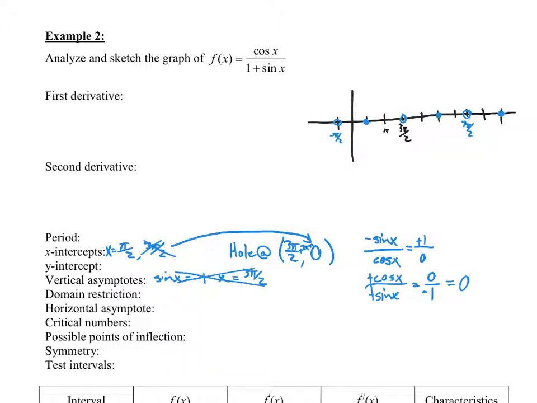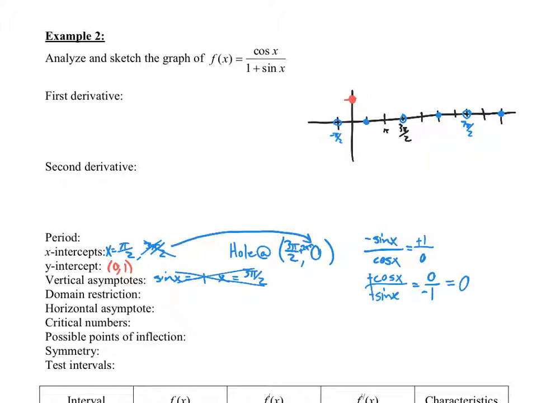What about a y-intercept? X equals 0. So what do I get when I plug in x equals 0? 1 over 1. So I've got the point (0, 1) here. Okay, so that's kind of nice. So let's plug that in. There's a point.